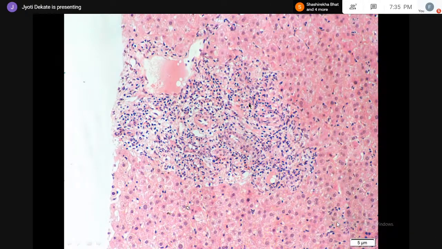Also, we can see that there are these scattered foci of lobular inflammation, like here, then here. There is some hepatocytic damage caused by this lobular hepatitis.